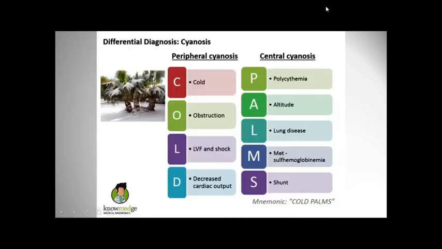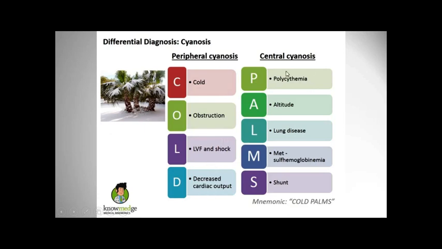These are some mnemonics that we can use for cyanosis, peripheral and central: cold palms. Peripheral cyanosis: cold, obstruction of the arteries, peripheral artery disease, left ventricular failure and shock can produce peripheral cyanosis because of the increased vasoconstriction in the extremities and decreased cardiac output, that happens in shock as well.